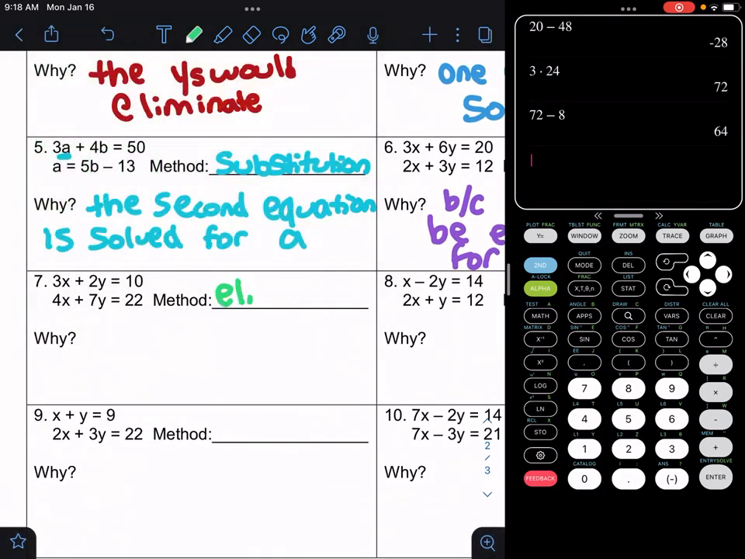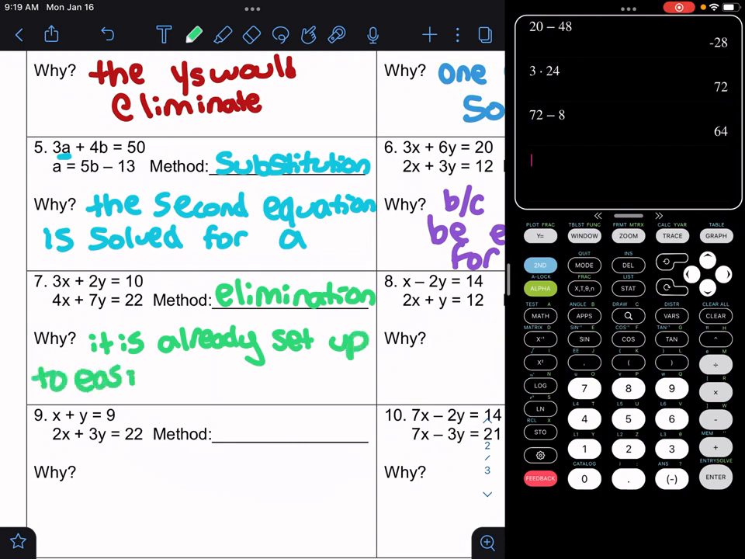Here I will again use the elimination method. Two reasons. One, because again it wouldn't be easy to solve for x or y equals since none of the coefficients are 1, and also because it is already set up to easily add equations.